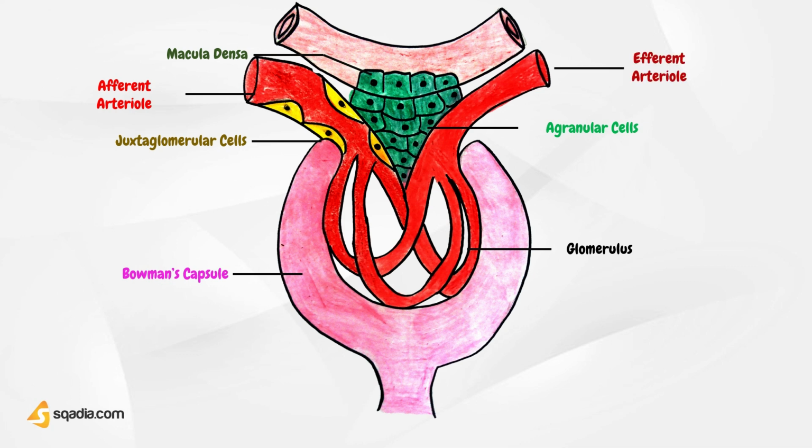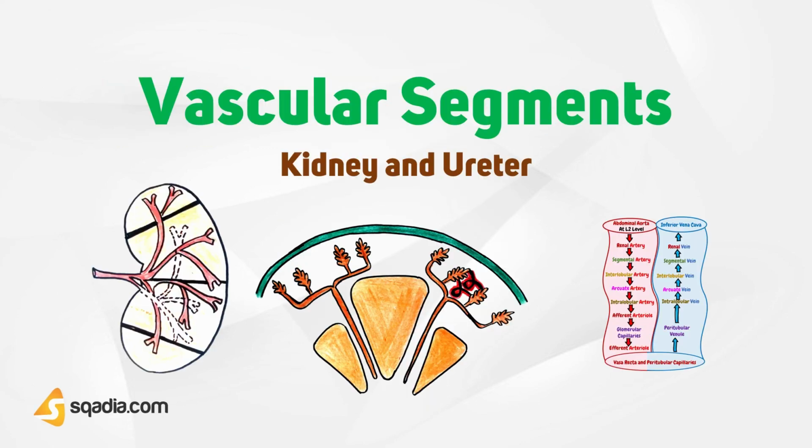This is Bowman's capsule, while this is the efferent arteriole. So this was all about this section. In our next section, we will discuss vascular segments.